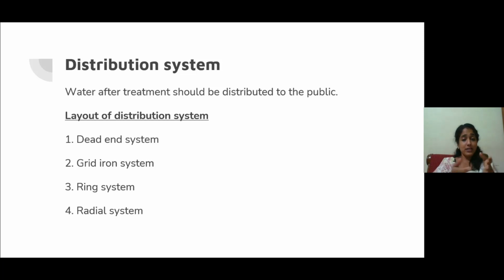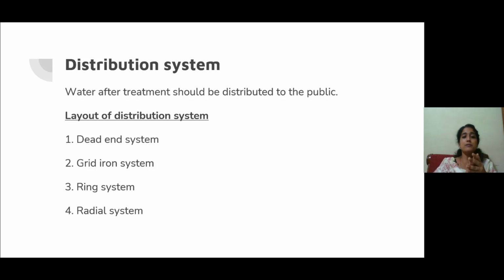The water after treatment, that is, so many treatments we already learned. First we learned about population forecasting, then the sources of supply, then the quality check, and then the preliminary treatments, that is sedimentation aided with coagulation, then filtration, then disinfection, then the miscellaneous treatments. After all these treatment processes, we have to distribute the water to the public. Then we have to design the distribution system.